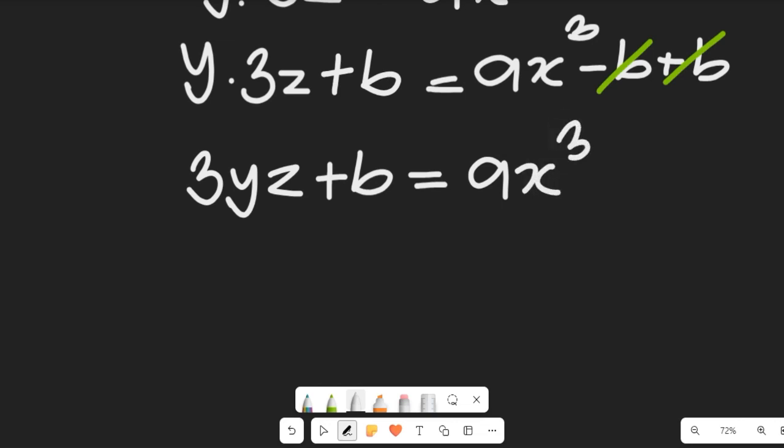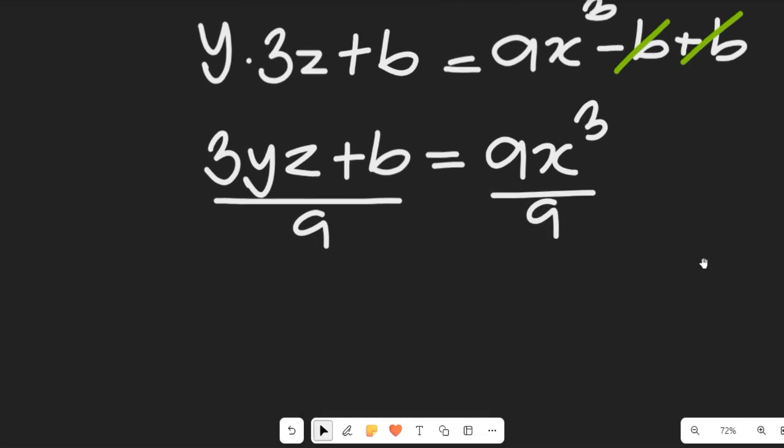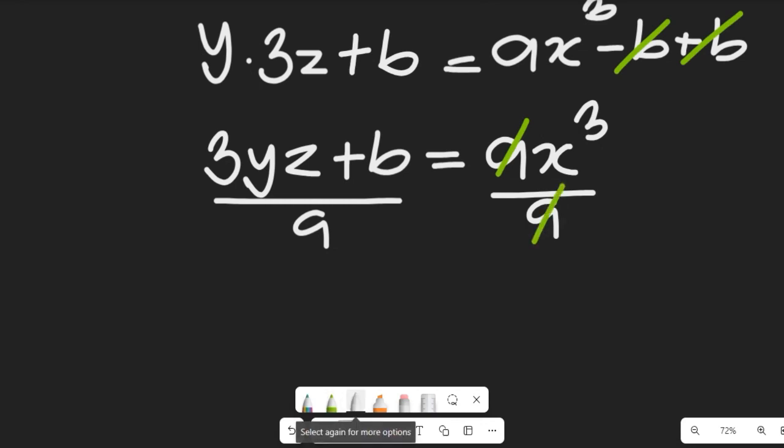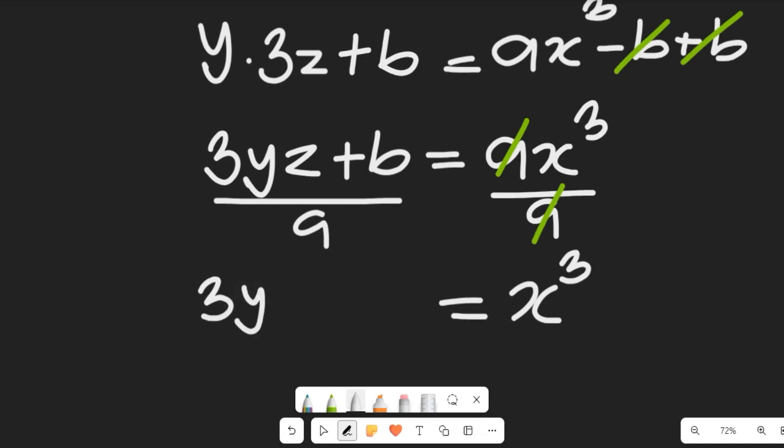What next? Now the next thing is to clear a, because a is the obstacle to having x stay alone. So we are going to divide both sides by a. Now if I divide here by a, and I divide here by a, what I'm going to do now is to clear a, and what will be left on the other side is x to the power of 3. Now having gotten x to the power of 3, I'll have my 3yz plus b divided by a, right?